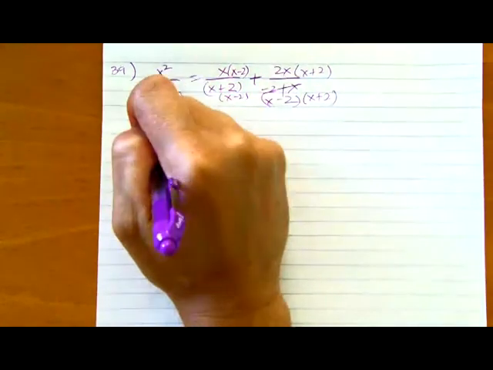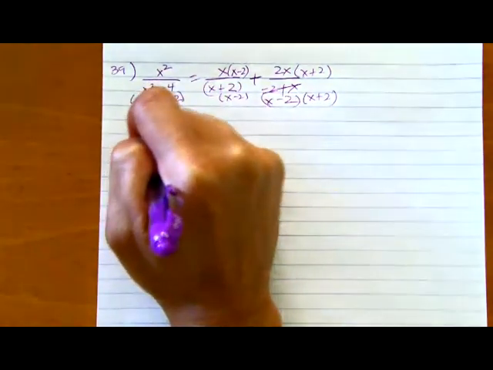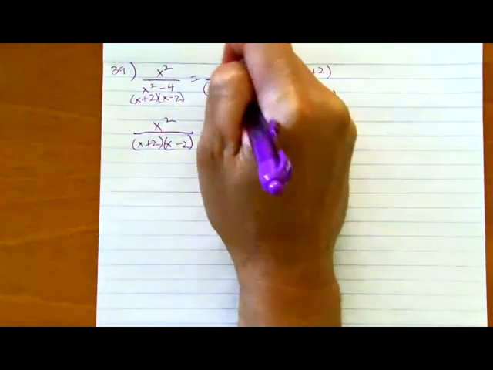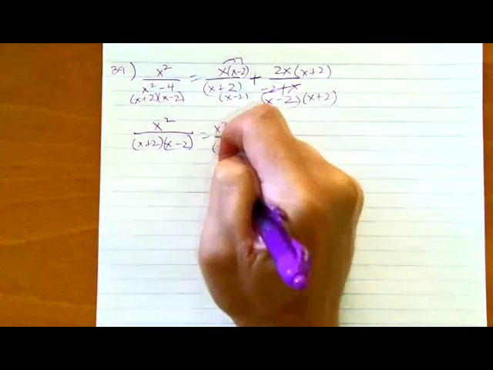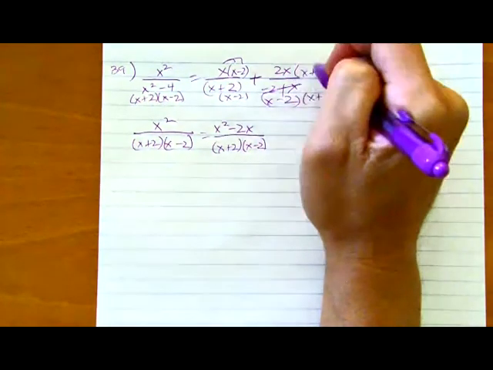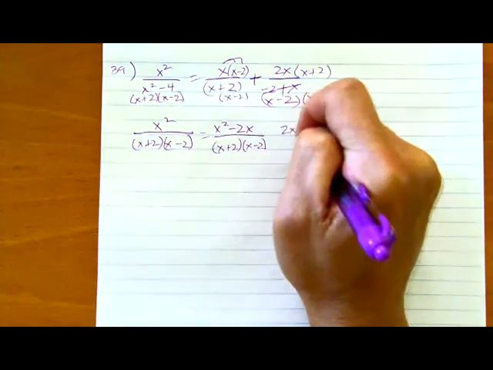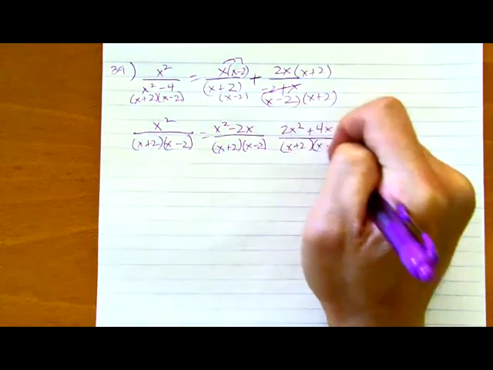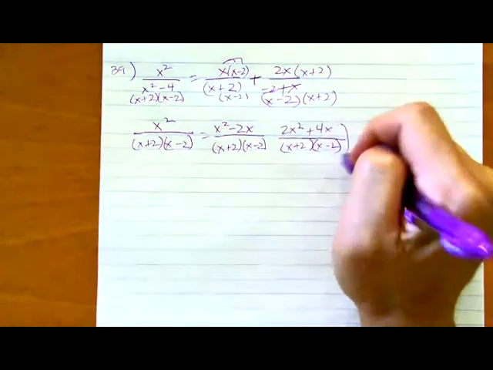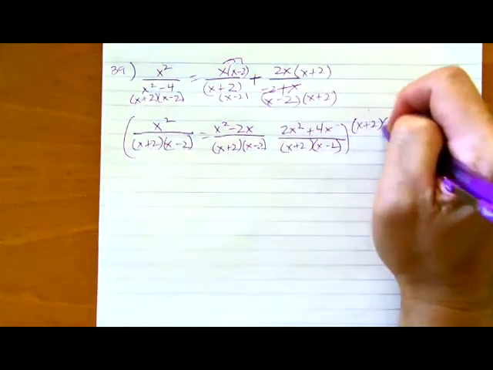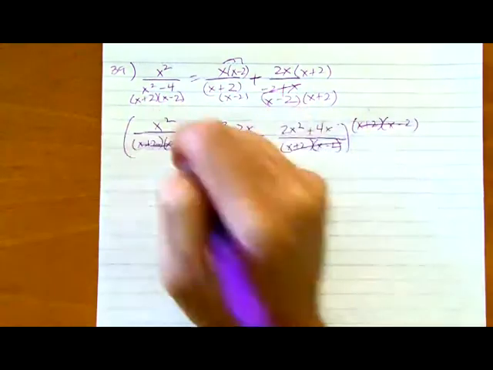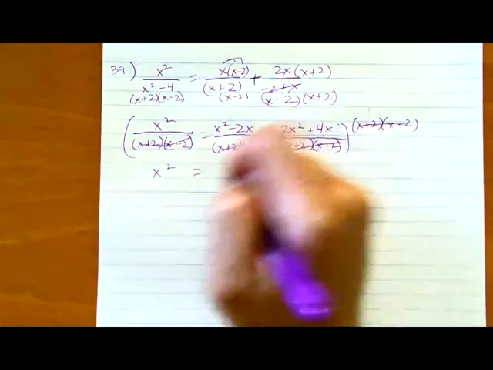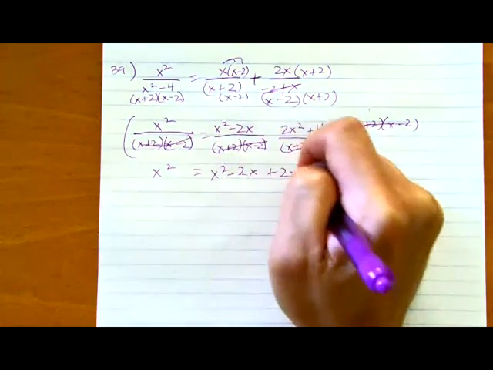Okay, so we have x squared over the 2 parentheses. This will be x squared minus 2x, distributing the x to both terms. I'm going to distribute the 2x to both terms. So 2x squared plus 4x. Okay, so all the denominators match. We can eliminate them. Multiply by x plus 2 and x minus 2. x squared equals x squared minus 2x plus 2x squared plus 4x.